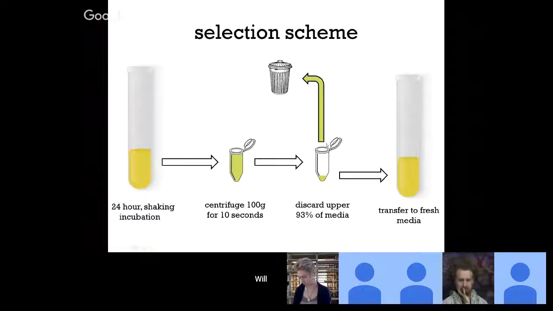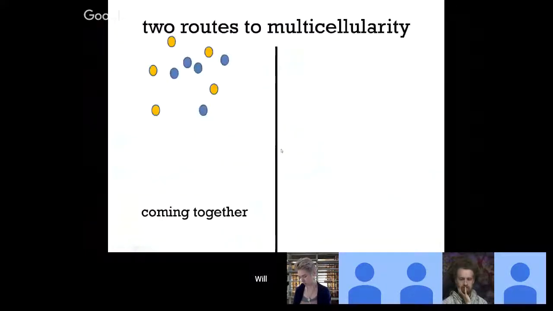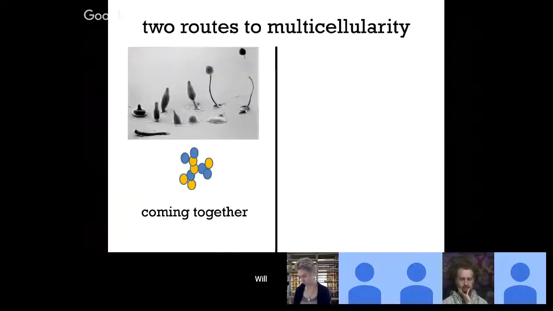In this first experiment, we found that snowflake yeast evolved in all 10 of our independent replicate populations within 2 months. You can see cool variation in the density of these groups, their shape, the size of cells, etc. Now, in general, there are 2 routes to multicellularity. This is true for any multicellular transition. You have an aggregative route where free-living single cells come together to form a group, and then they go off and do something multicellular and cool.